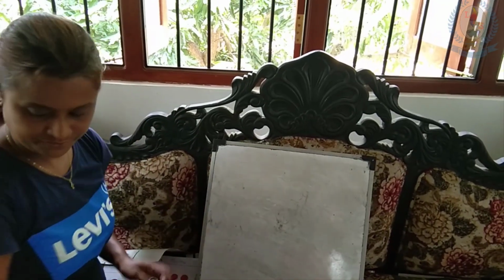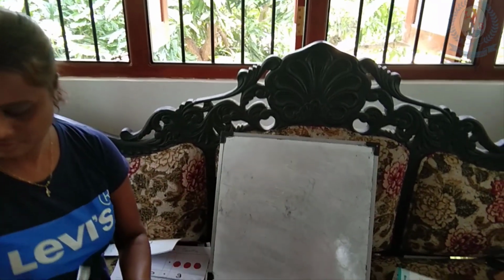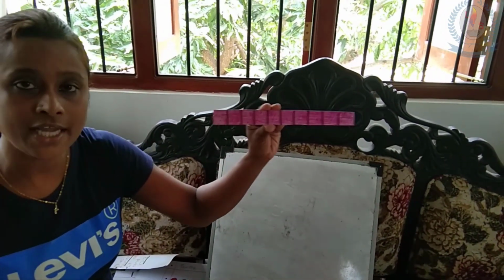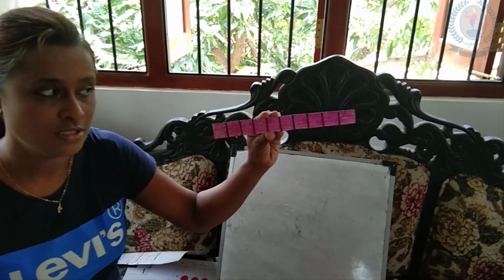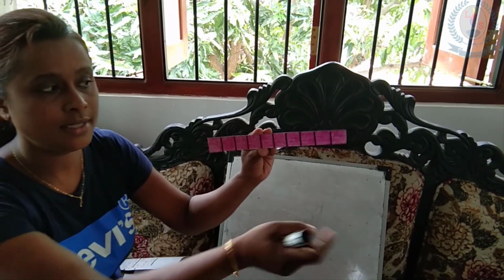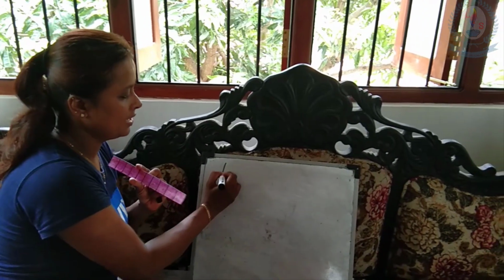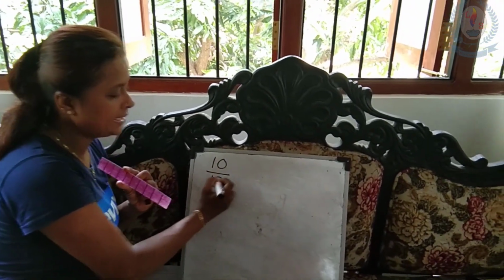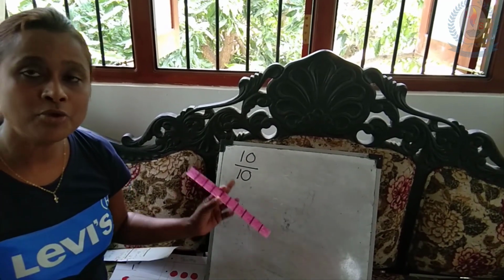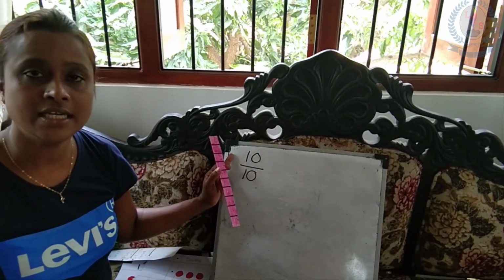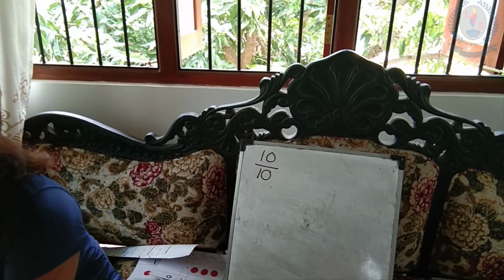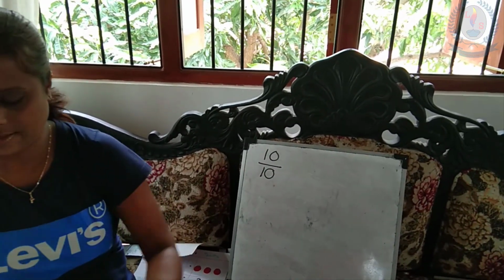So, now look at this part. Here all the 10 parts are shaded. So how can we write this as a fraction? It means 10 out of 10. We can write it as 10/10. It is an improper fraction as the numerator is equal to the denominator. So I will show this in a chart like this.